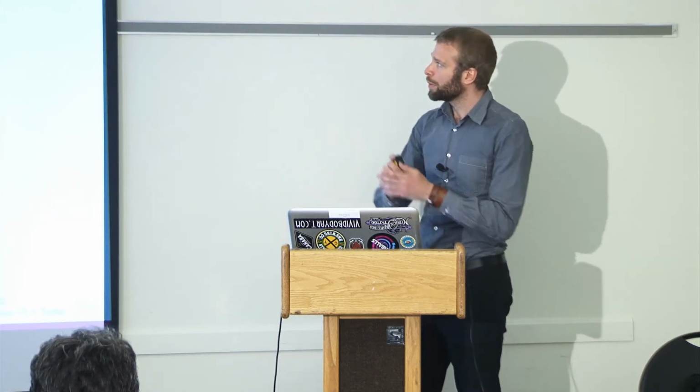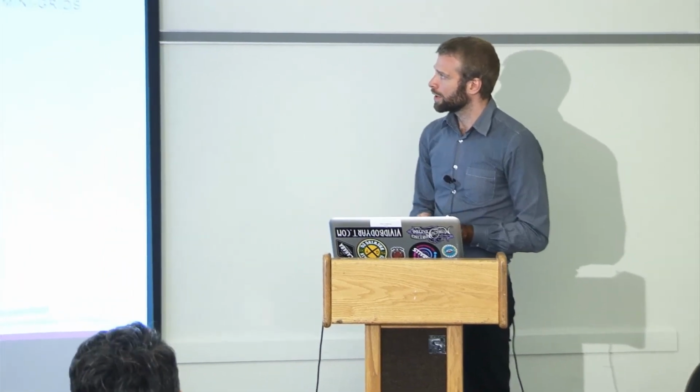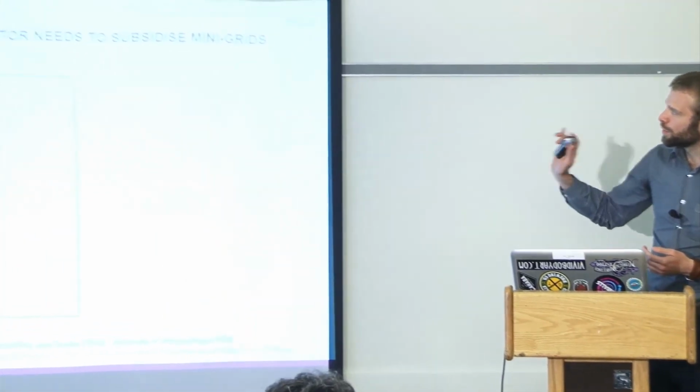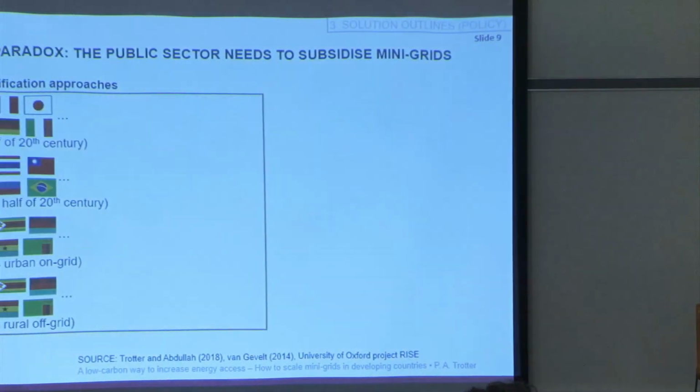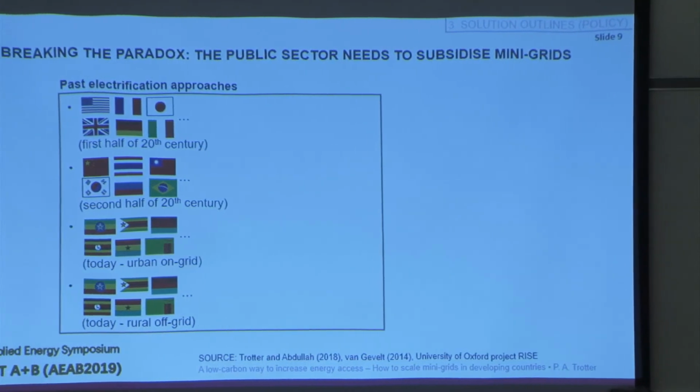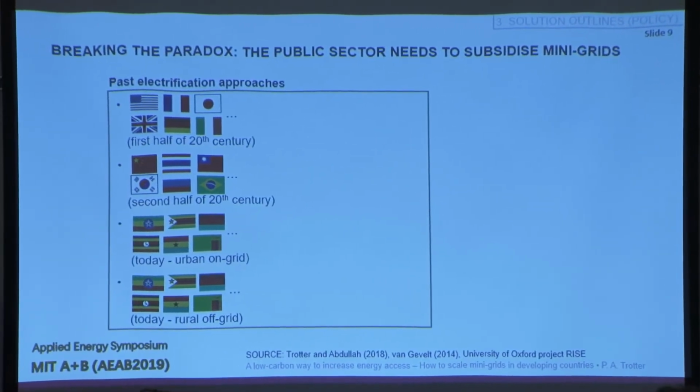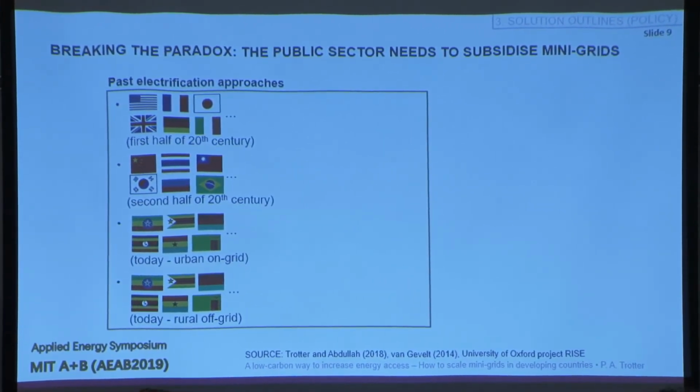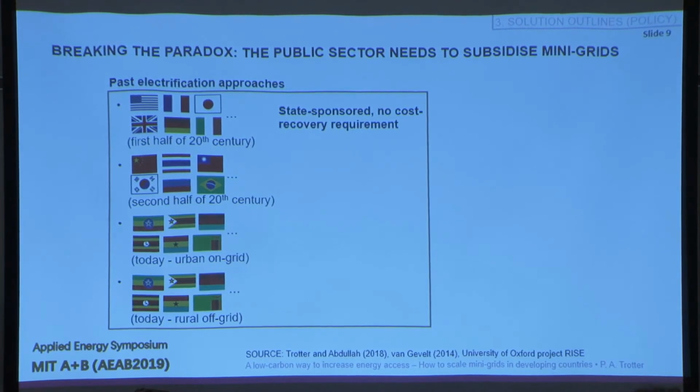So let's talk a little bit about the solution outlines here. This one for me on the policy side is really about breaking a paradox. If you look at how countries have electrified, countries that are industrialized and developed now all electrified in the first half of the 20th century. They all did it through state-sponsored initiatives, and there was no cost recovery requirement, right? The government did this and said, here we electrify, and then at some point we'll see some dividends, maybe decades down the line.